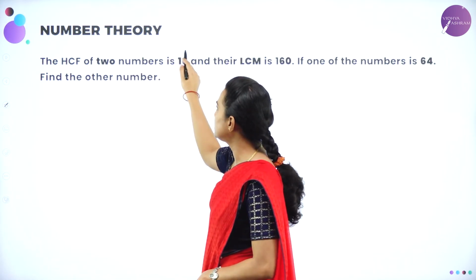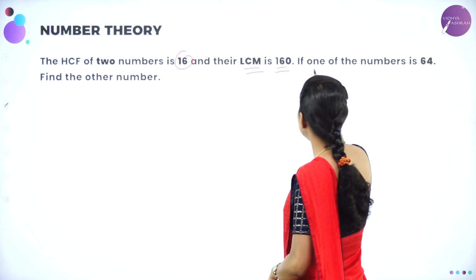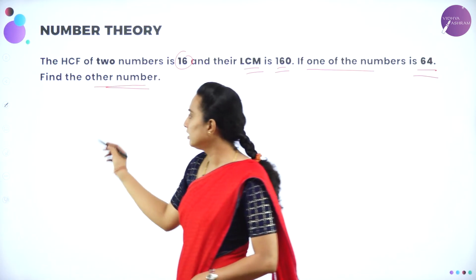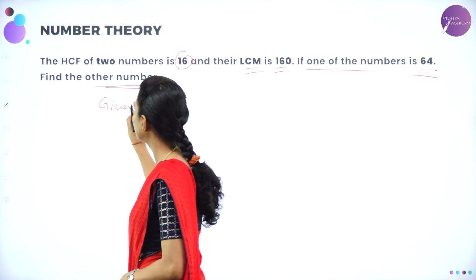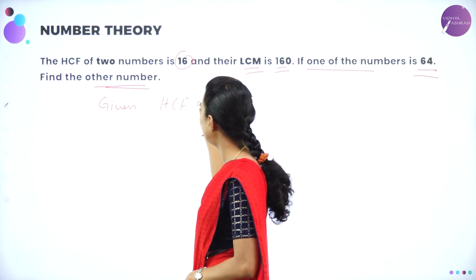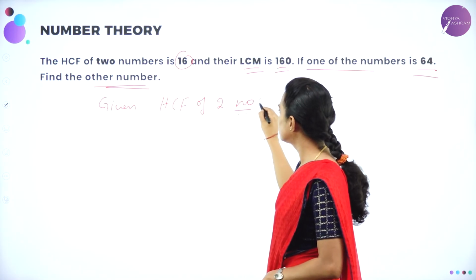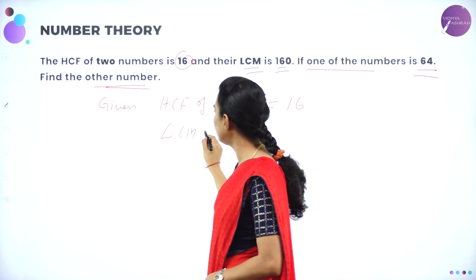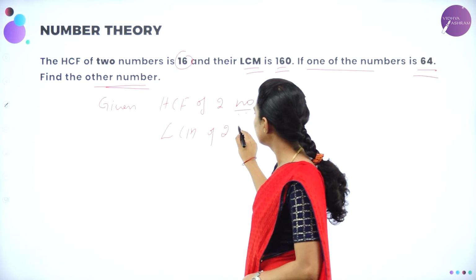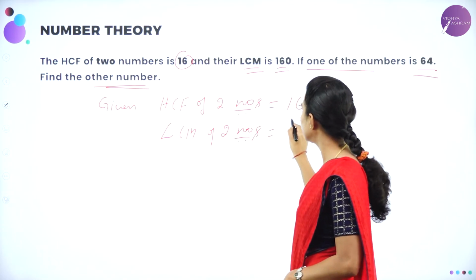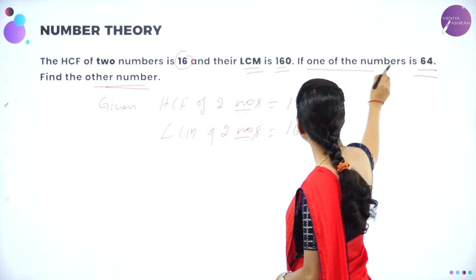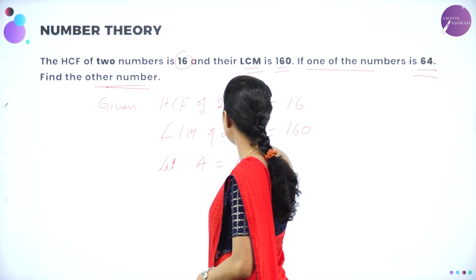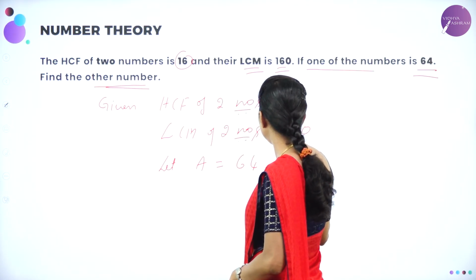The HCF of two numbers is 16 and their LCM is 160. If one of the numbers is 64, find the other number. What is given? HCF of two numbers is 16, and LCM of the two numbers is 160, and if one of the numbers, let me call it A, is 64, find B. You need to find out what B is.